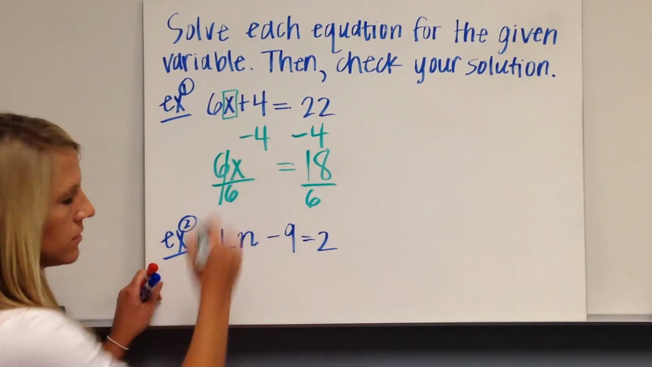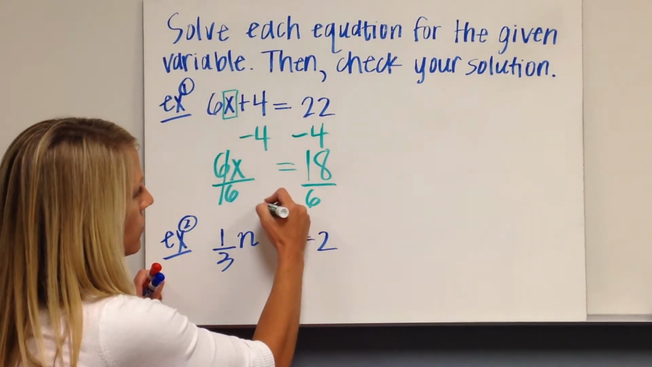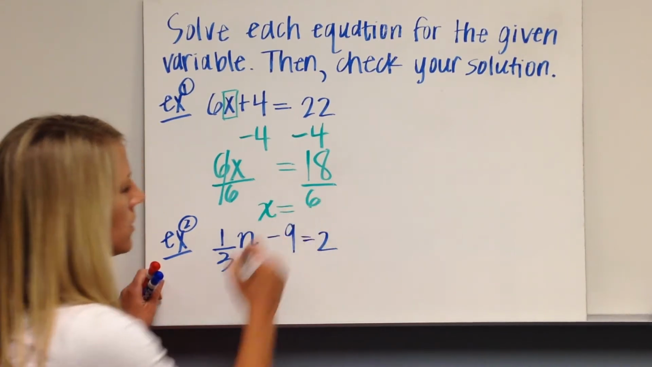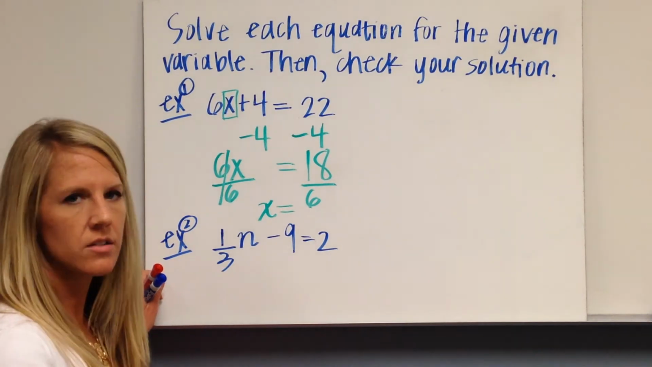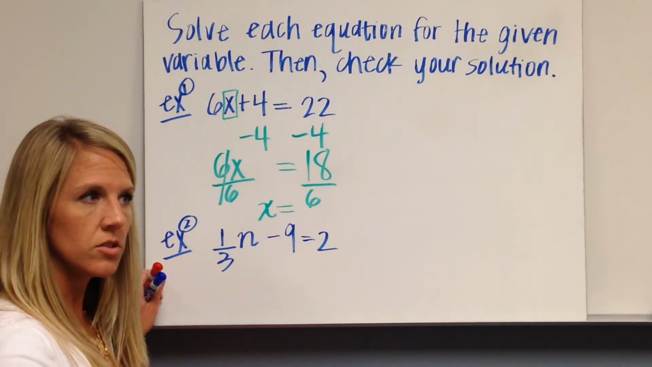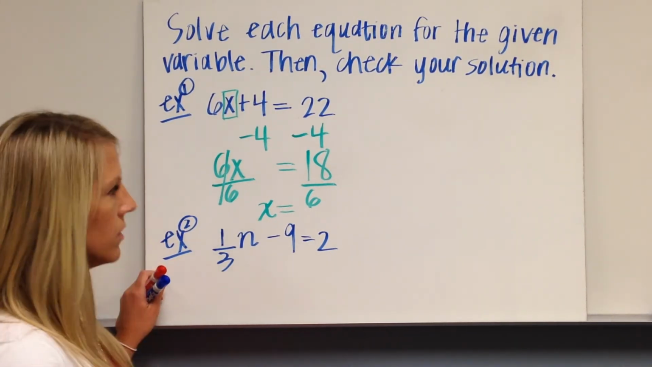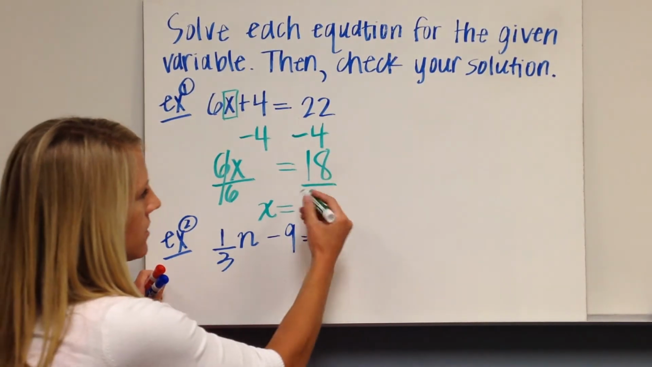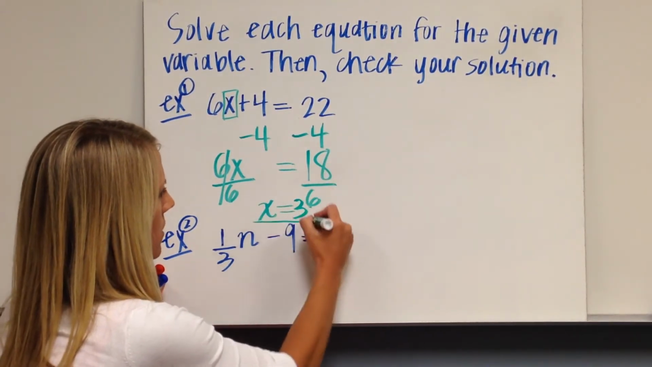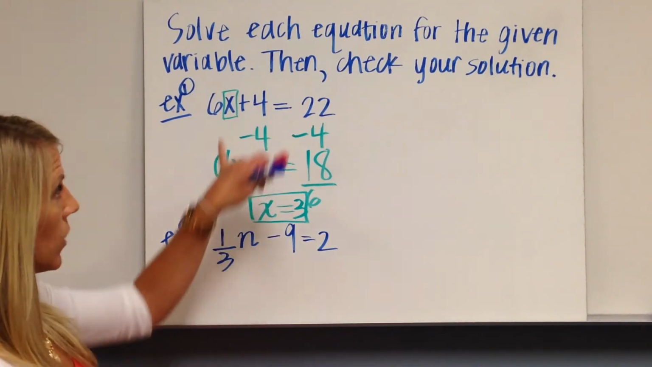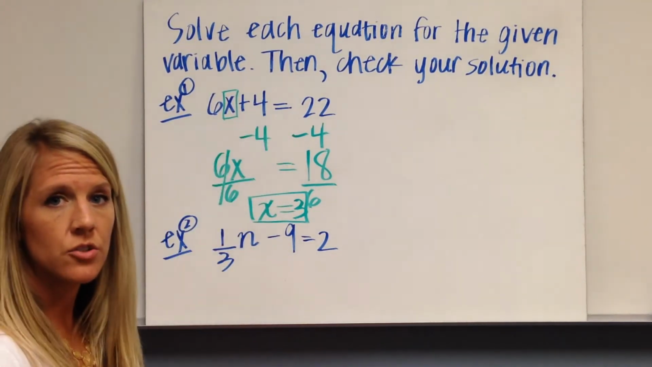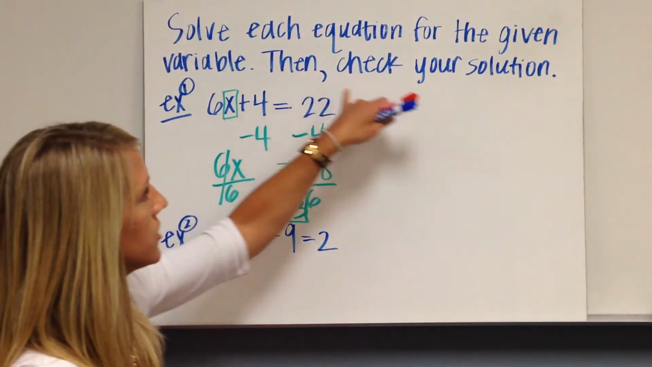6 divided by 6 is 1. So I can just write that as x equals. We know that the coefficient of that is 1. 1 times x is still just x. 1 times anything doesn't change that number whatsoever. And then 18 divided by 6 is 3. So I'm saying, okay, x is 3. What is the value of x that makes this equation true? 3. But remember, it said check your solution.